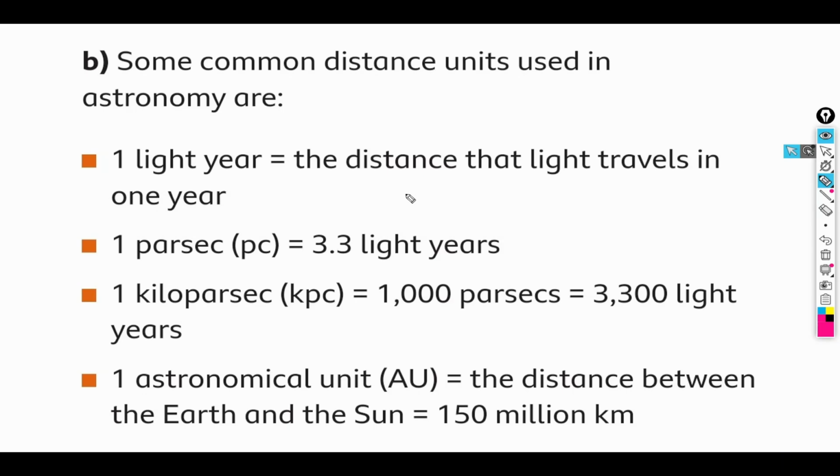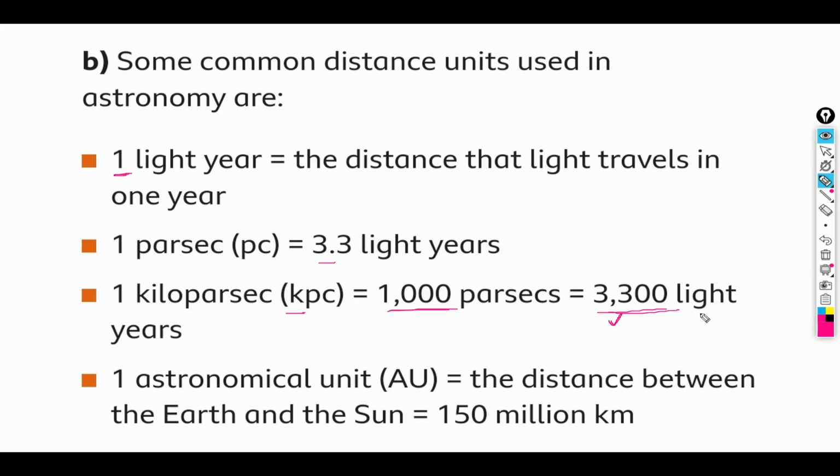Now an even bigger unit of distance will be the parsec. So 1 parsec is equivalent to 3.3 light years. Now even bigger is 1 kiloparsec. So 1 kiloparsec will be 1000 parsec, that is 3300 light years. We have just seen how big 1 light year is. Now imagine 3300 light years, how big that distance will be.